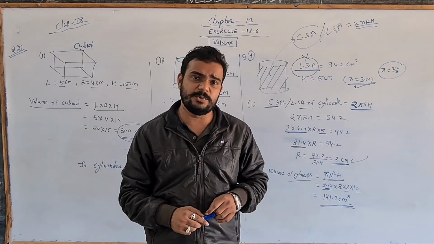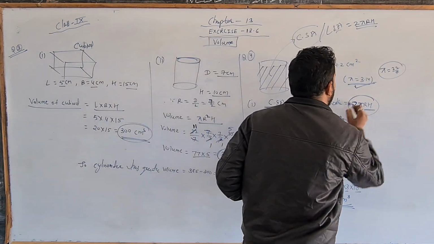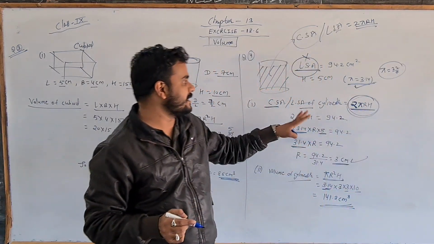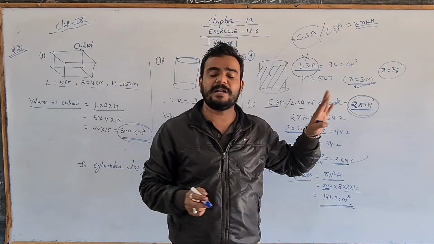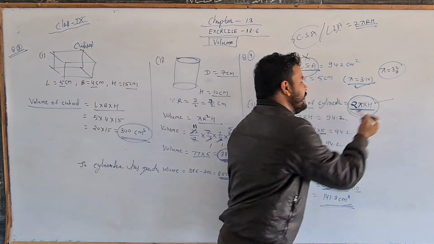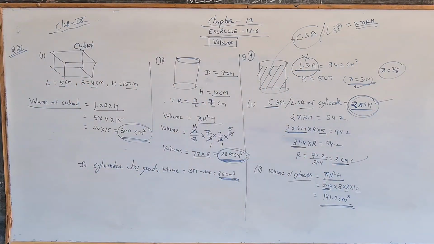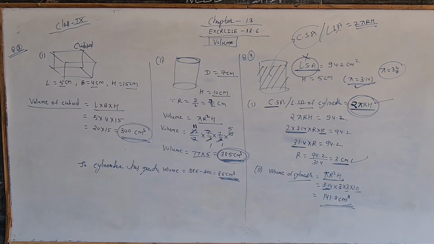So I hope you understood. If you are having doubt, just remember one thing, this is the CSA of a cylinder. Actually, in 9th class I didn't teach this chapter, 30.1, 30.2 and 30.3. So remember the CSA of the cylinder is 2 pi r h. Okay, so just take the screenshot and write it in your notebook. Next, question number 5th and 6th.